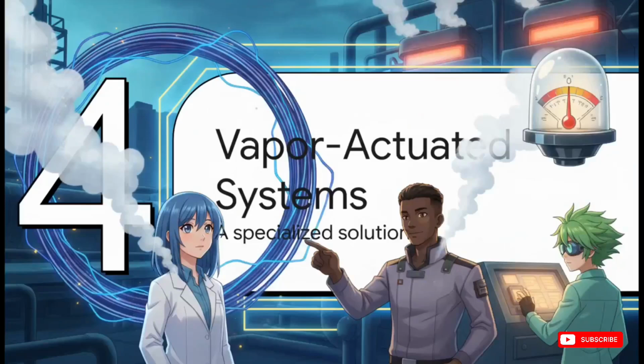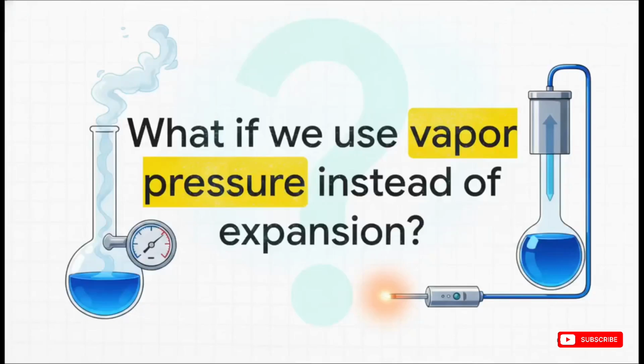We've talked about liquid expanding, but there's an entirely different, highly specialized tool used out there in the industry. Okay, let's dive into this. What happens when we use vapor pressure instead of standard liquid expansion? Well, instead of filling the whole system solidly with liquid, we only partially fill it with a volatile liquid, and we let the rest of the space fill up with its vapor.